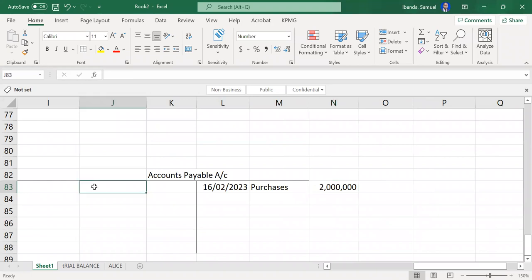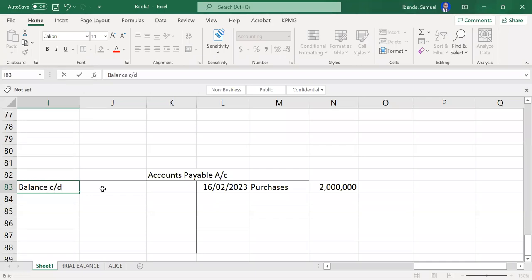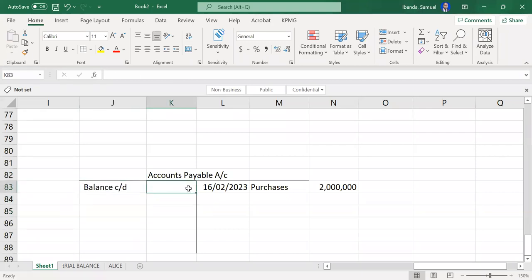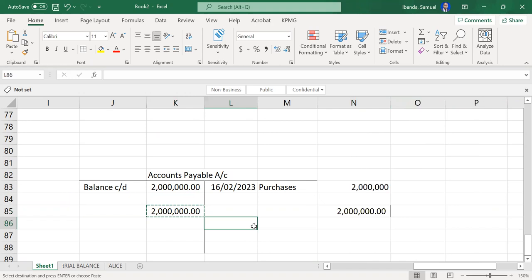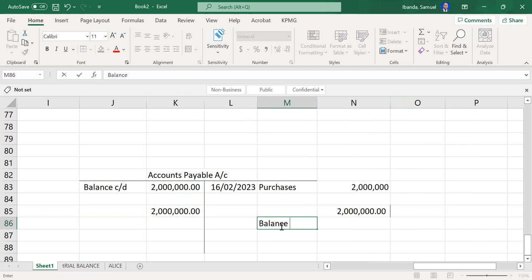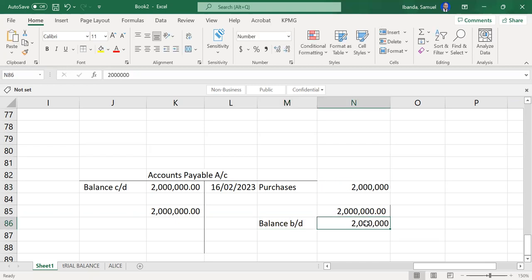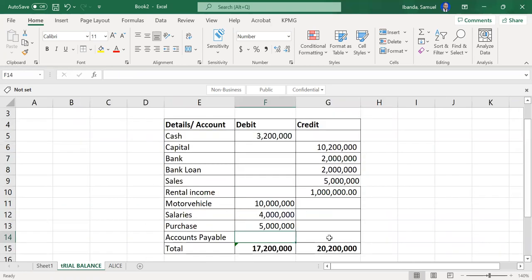So accounts payable, same story. My accounts payable only has a value of 2 million here, which means I'll have my balance carried down of 2 million, you write the debts accordingly. And the total will be the same, 2 million. And now you have your so-called balance brought down of 2 million. So 2 million. So you move to your trial balance here and you have your 2 million right there as part of what you have.